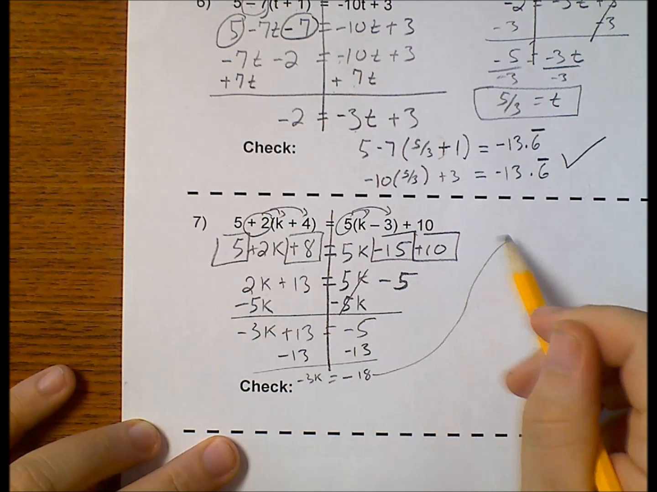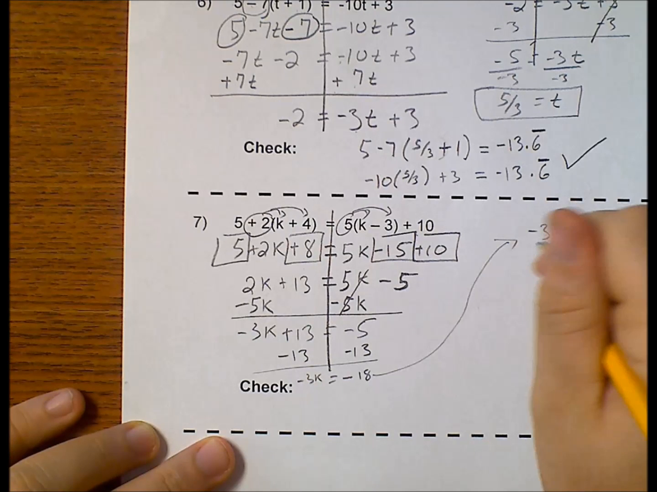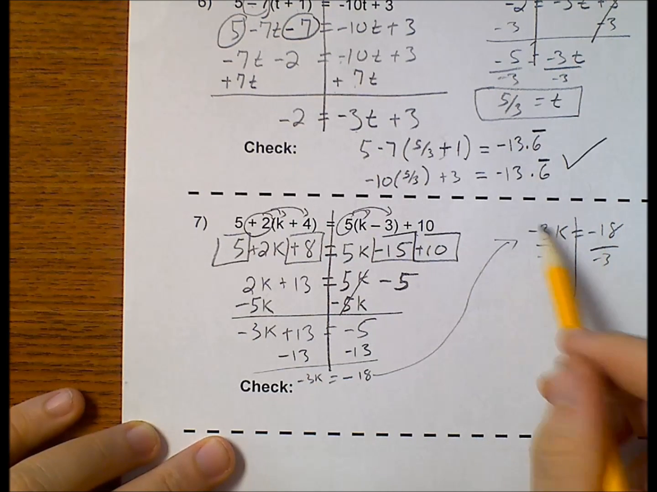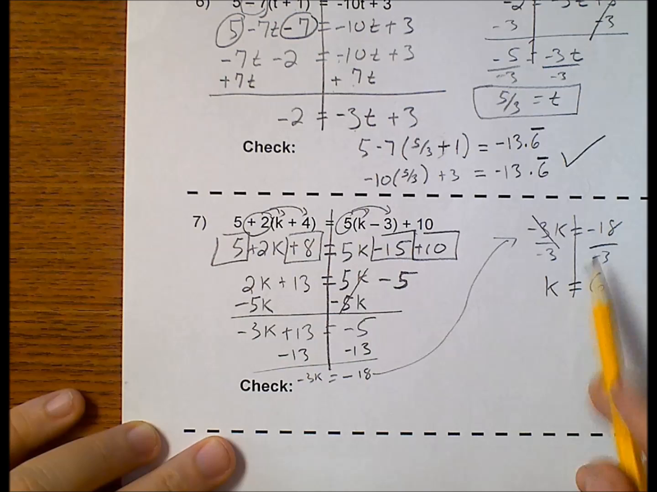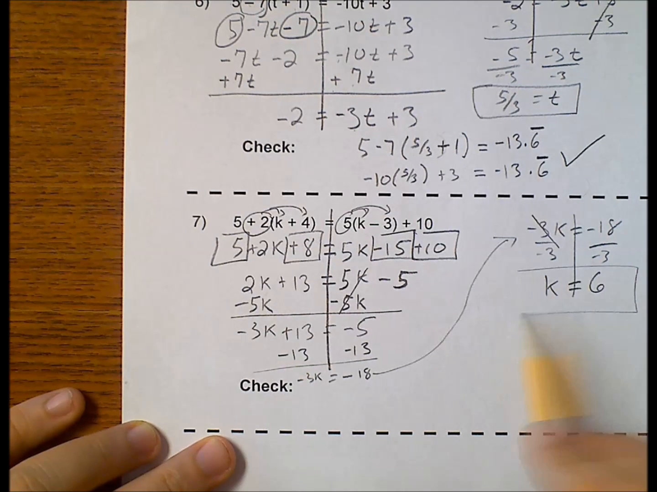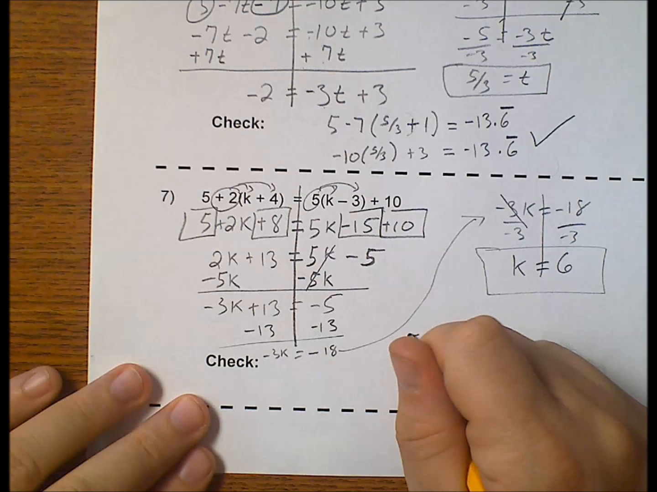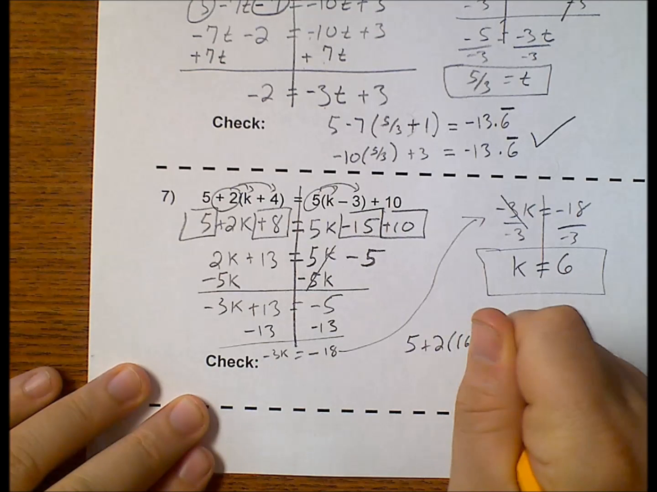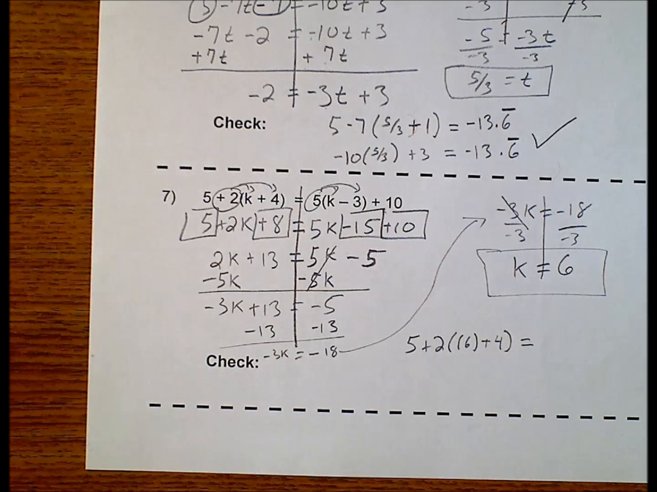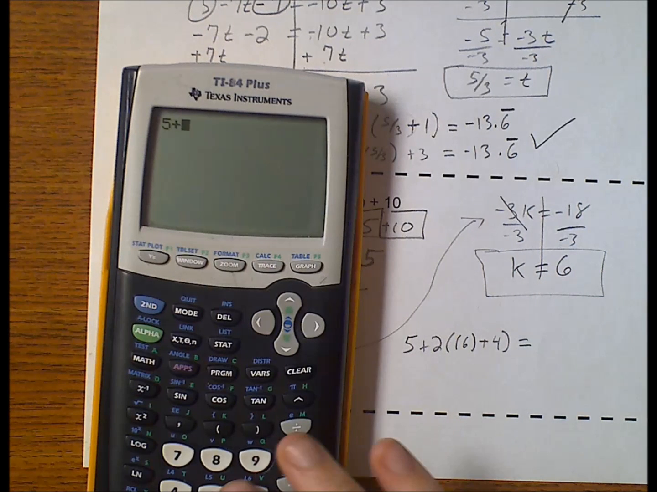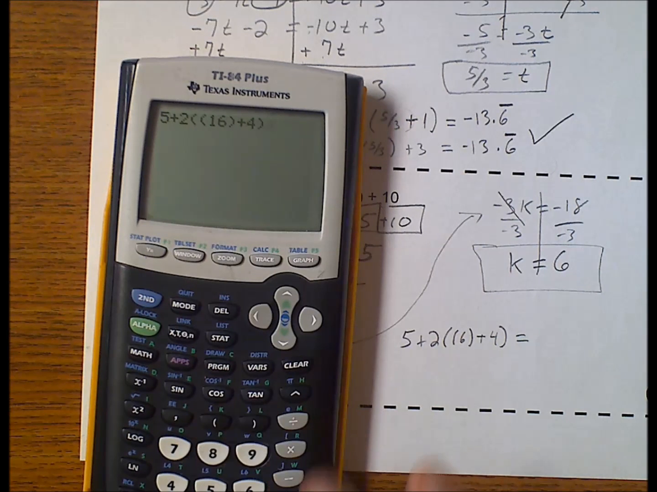Well, I've run out of room, so I'm going to rewrite it. I only have one more step, and that's to divide by the negative 3. And I get that k equals a positive 6, because negative and negative make it positive. We will check one more time. 5 plus 2, parentheses 6 plus 4. Gives me 45.